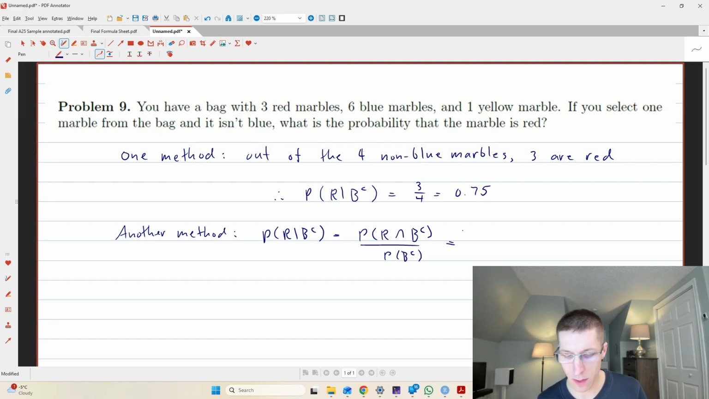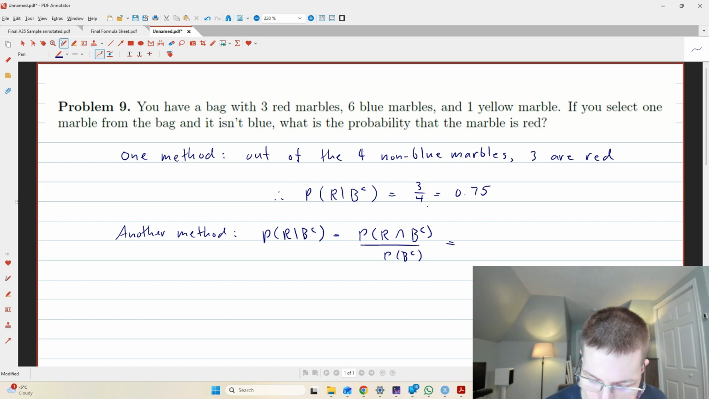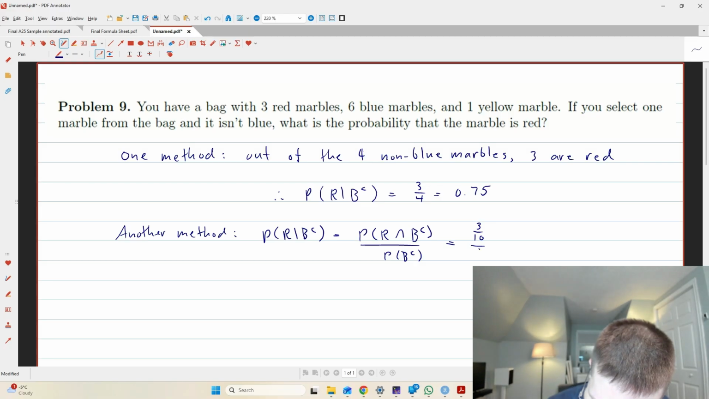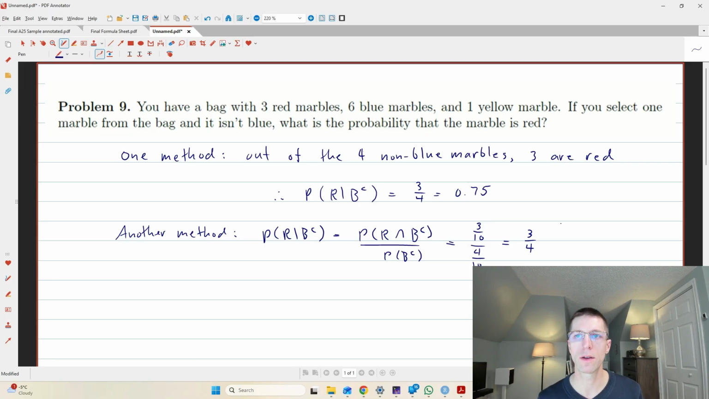So the ones that are red and not blue are just the number that are red, which is going to be 3. So we've got 3/10 probability of being red. Probability of being not blue: there's 6 blue marbles, so 4 of them are not blue. So we've got 4 out of 10 as a probability of not blue. And then this simplifies to just 3/4. So we get the same thing, just using the conditional probability formula. Yeah, so that's our conditional probability problem.